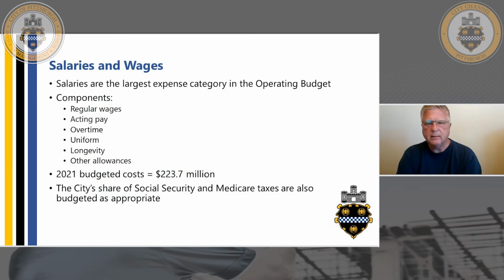So let's talk about the actual descriptions of the fund balance. We have salaries and wages. This is the largest expense category in the operating budget. Hopefully you'll see why in a few minutes. This includes regular wages, acting pay, overtime, some uniform pay, longevity pay, and some other allowances. In 2021, it's budgeted at $224 million. We also budget for the city's share of Social Security and Medicare taxes as appropriate.